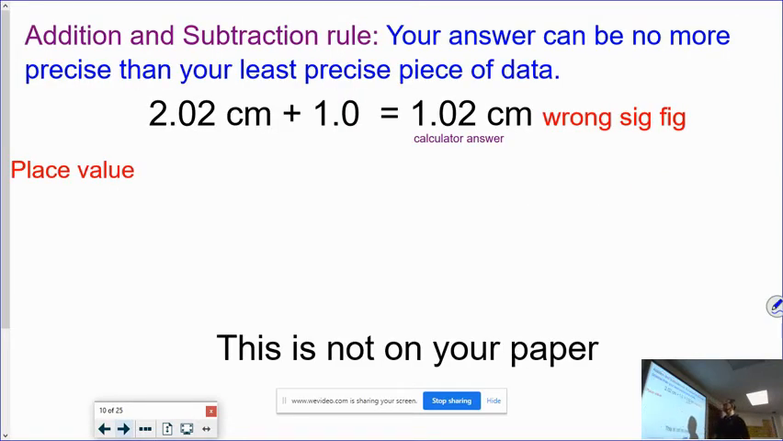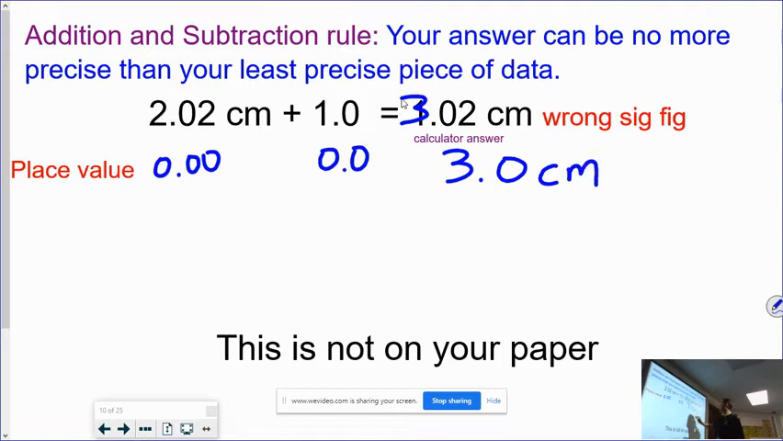So we do this addition, we end up getting a calculator answer of 1.02. Nope, that would be wrong. We should get 3.02. Sorry about that. This one goes to the hundredths place, so 0.00 place. And this one goes to the tenths place, so our answer could only go to the tenths place. So our true answer would be 3.0 centimeters. So that's how you go about answering those problems. Apologize for that little mistake right there.